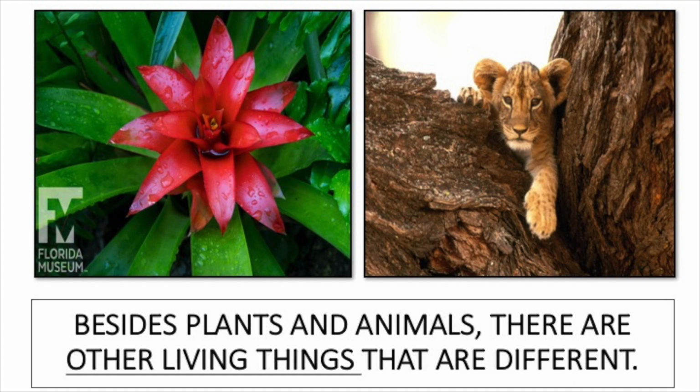Besides plants and animals, there are other living things that are different. Yes, and the key word here, different. They're not the same as plants or animals or even humans, so they have to be called other living things. Here in this picture, what can you see? What type of living thing? Plants. Yes, this one is a plant.